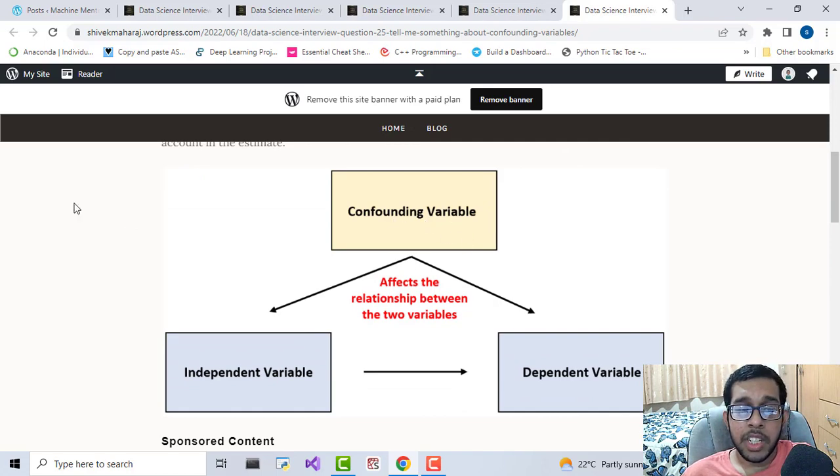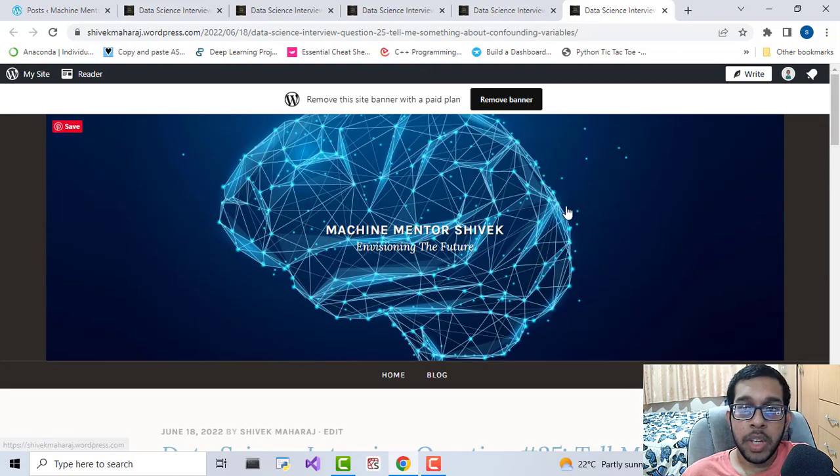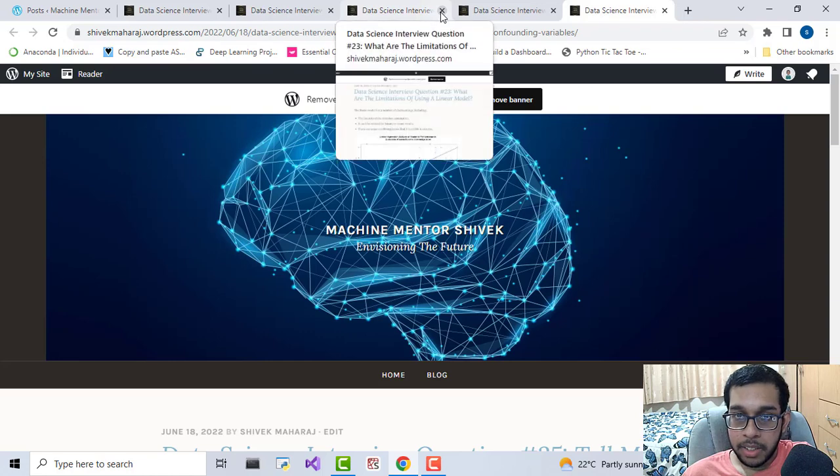Also in the visualization, we see confounding variables. It's split up into two subcategories or types, independent and dependent. And confounding variables affect the relationship between two variables. So that is what we have for this video. It wasn't anything too mind-blowing and difficult.